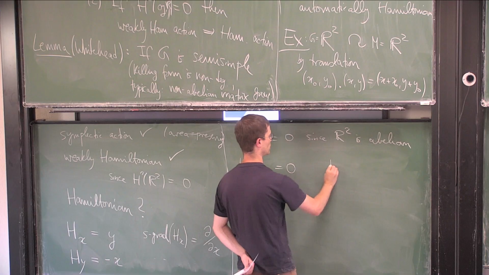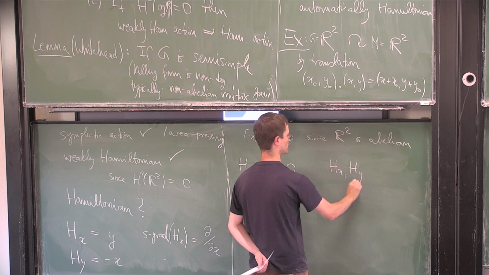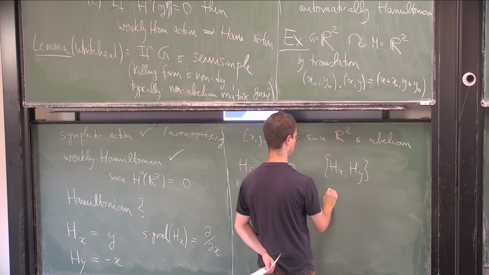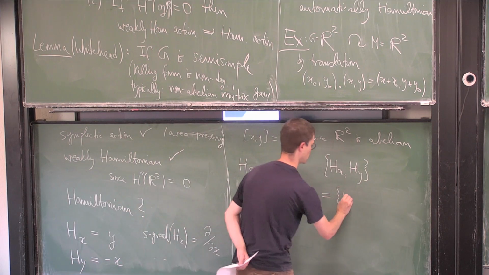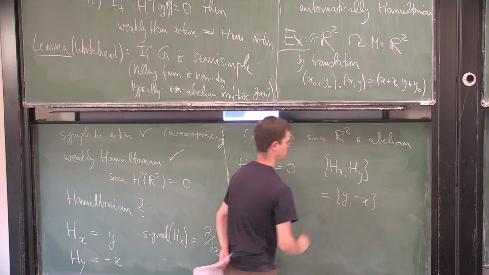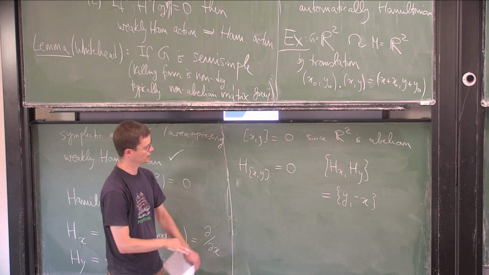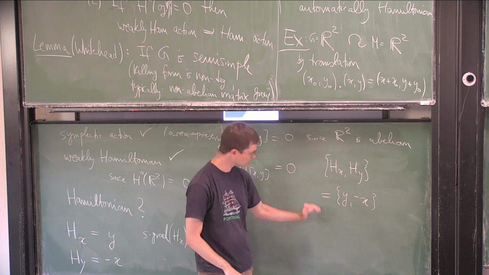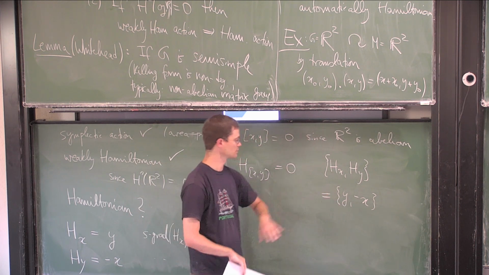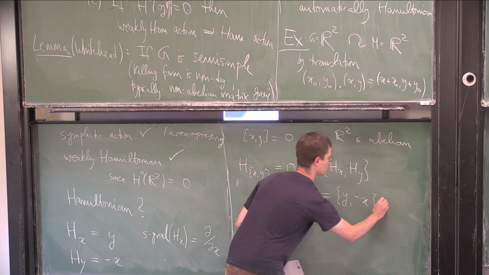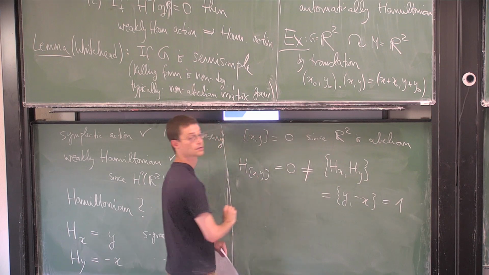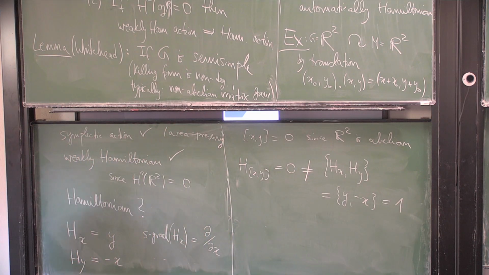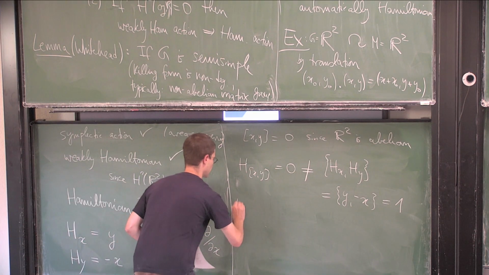But if I take the Hamiltonian associated to x and the Hamiltonian associated to y, and I take the Poisson bracket, I get the Poisson bracket between y and minus x. The Poisson bracket in this case should be something like the derivative with respect to x times the derivative with respect to y. So this is typically something which should be 1. So it's not Hamiltonian.